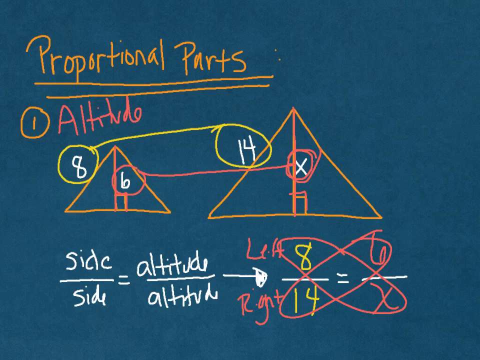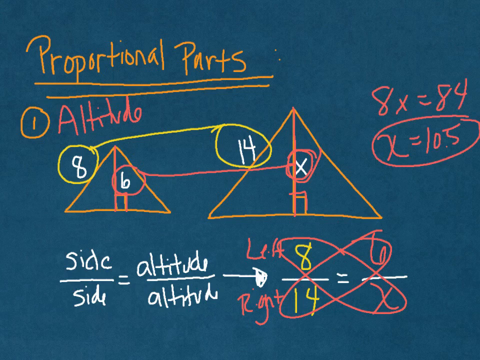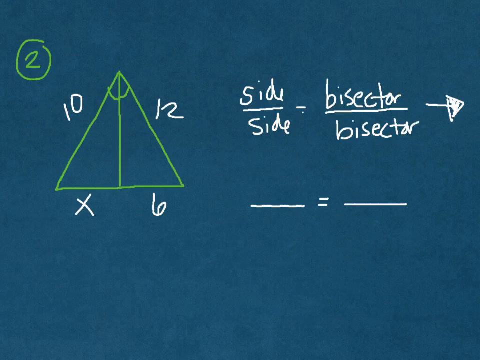So 8 times x gives you 8x, 6 times 14 is 84, and when you divide by 8 you get 10.5. So the altitude for the missing piece here in this triangle is 10.5. Alright, let's try the next one.